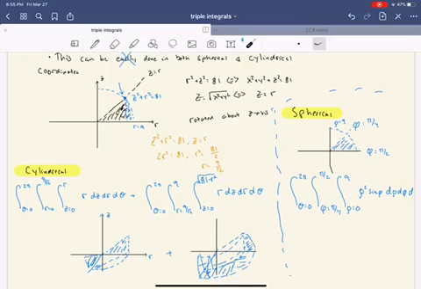Here's another interesting point. I don't know why, there's no reason, but this integral and this integral actually give you the same value. So that's something you should check for.